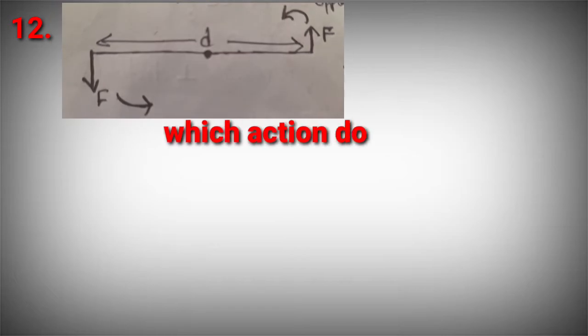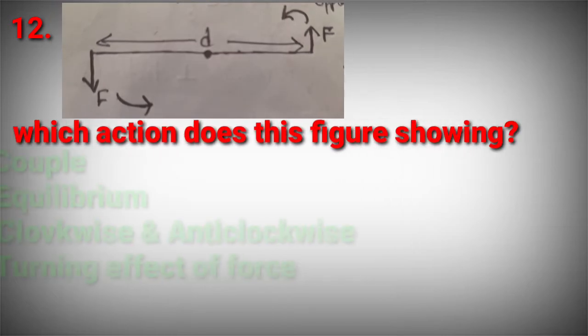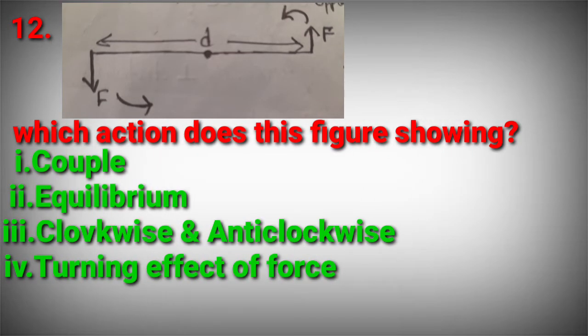Moving to the next question, that is question number 12. The figure is showing which action? The options are couple, equilibrium, clockwise and anti-clockwise, and the last option is turning effects of force. The right answer will be couple.